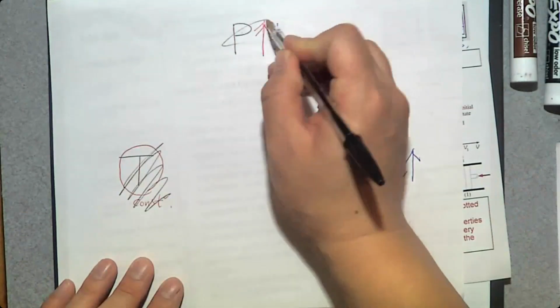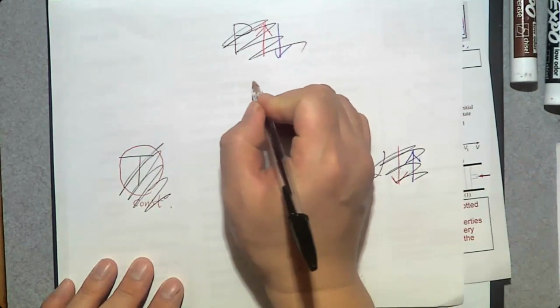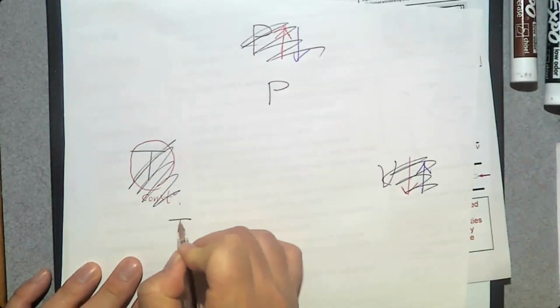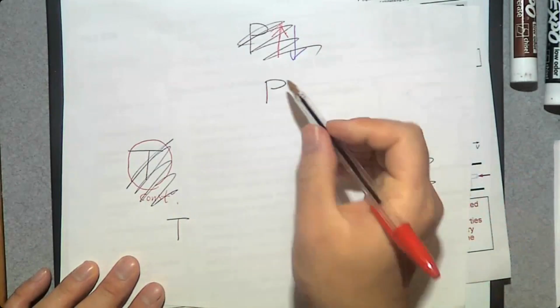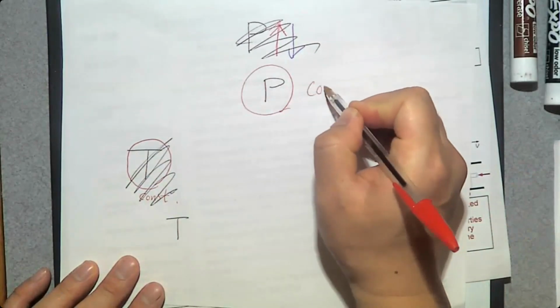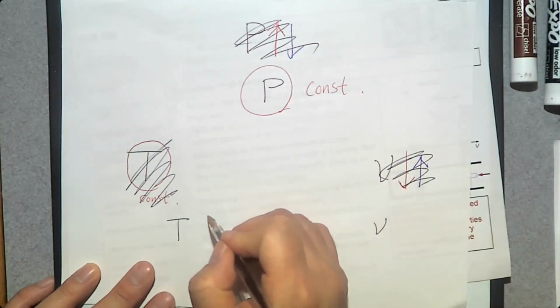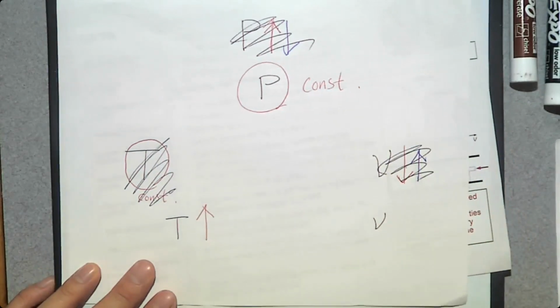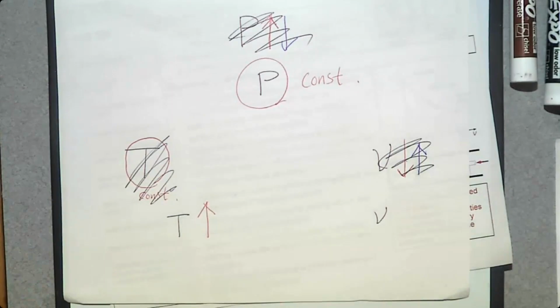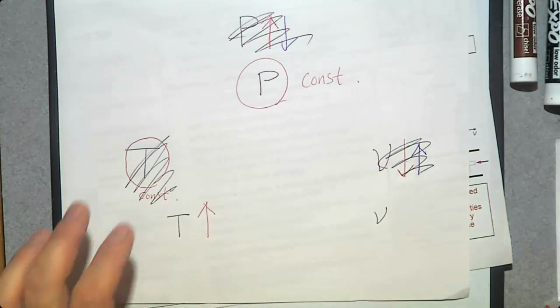Another one. Instead of temperature, we can assume a constant pressure process. Then what happens when the temperature goes up? What happens to the volume? When temperature goes up, volume goes up. Temperature goes up, volume goes up.